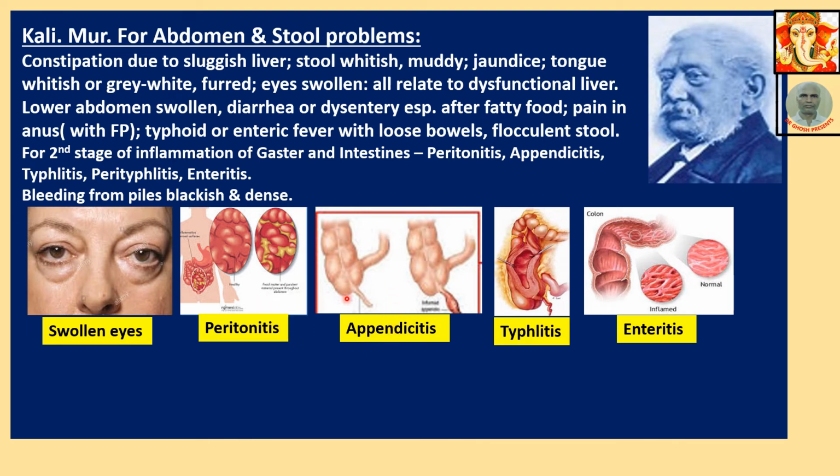Appendicitis. This is the normal appendix. This is inflamed appendix, that is, appendix inflammation has occurred. Appendicitis is also a very acute, very emergency disease. Typhlitis: when the large intestine starts, it is called cecum. This inflammation of cecum is called typhlitis. It is another very serious disease.